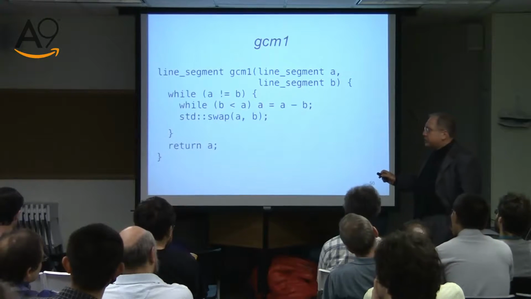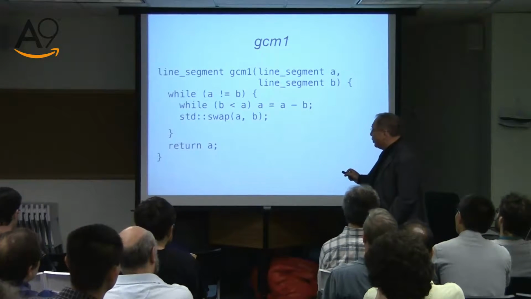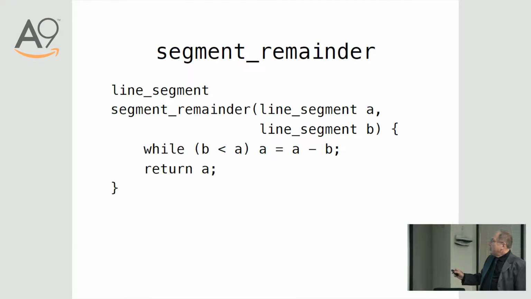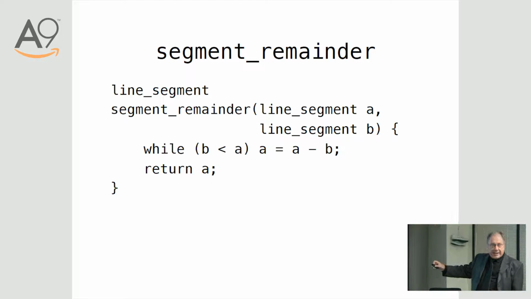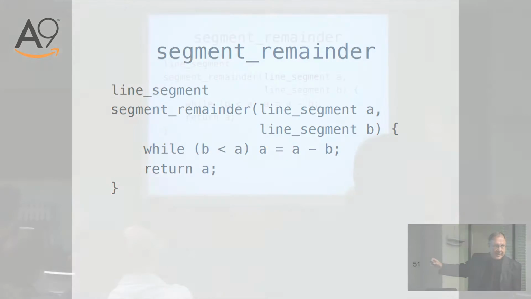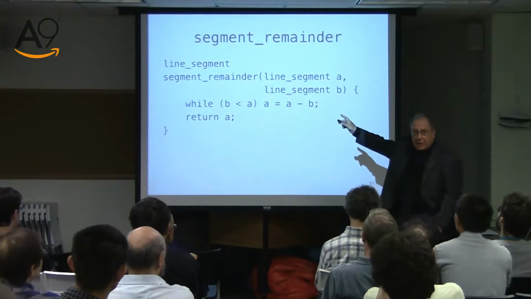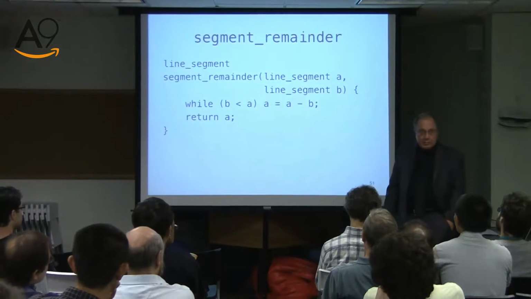One point which deserves much longer treatment than I'm going to give it is, so this is our remainder code. We're just factoring it out. Why does it terminate? Why will our remainder code terminate? It seems to be an obvious thing. Of course it should terminate. Well, it's actually not as obvious as you think. For example, let me give you a simple example of a definition of a segment where it will not terminate.